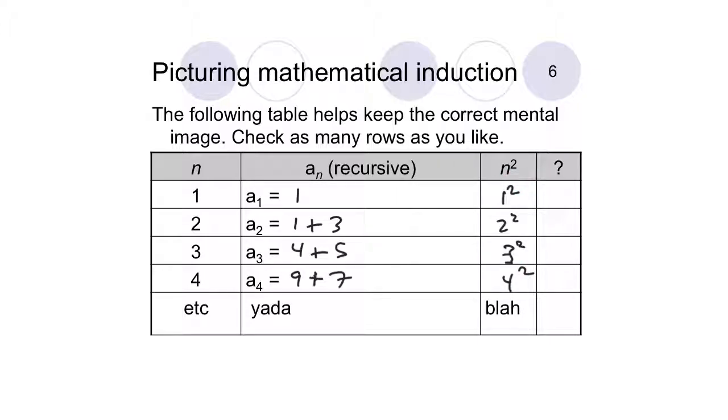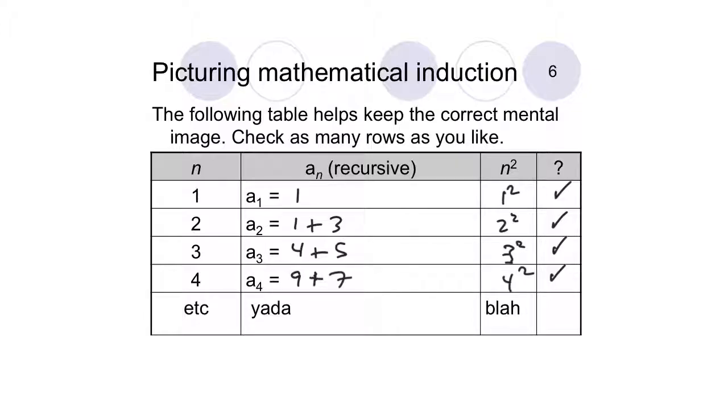And my last column here, the reason I have a question mark there is because I'm going to just check off that those are the same. So every time I'm getting the same answer, so 9 plus 7 is 4 squared, yes. 4 plus 5 is 3 squared, yes. Right, so when these are equal, then I'm putting a check mark there. And so you can continue that as far as you want.